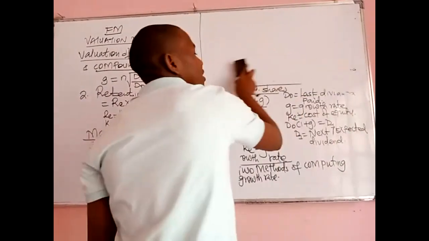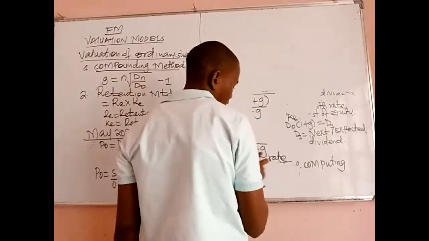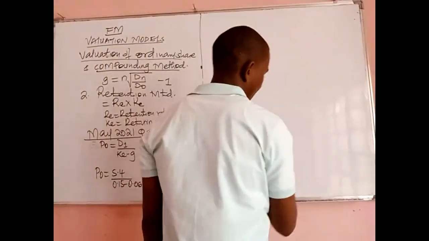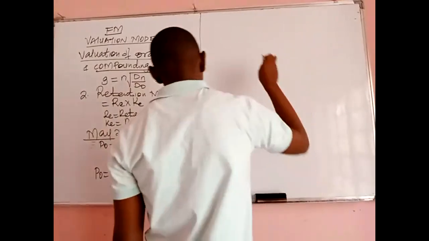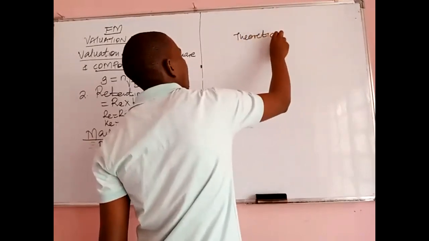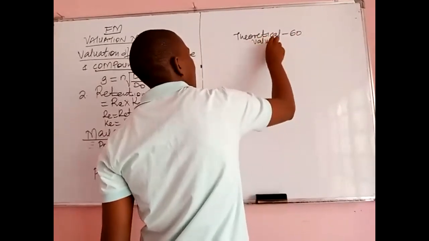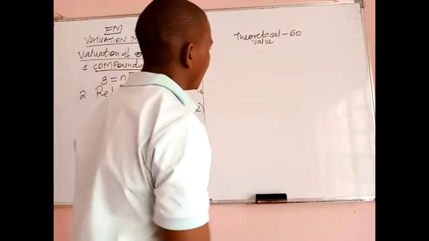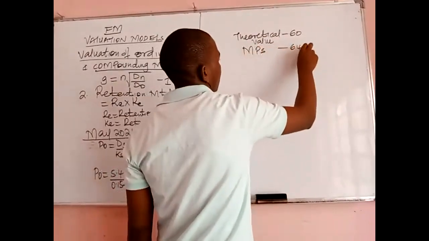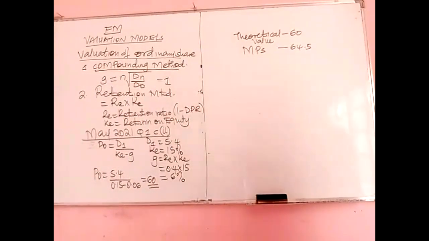So is the security overvalued or undervalued? That is question number one. You need to know. Tell me whether it is overvalued or undervalued. Your theoretical value, which is the real value, is how much? Is 60. That is your theoretical value. But the market price is how much?